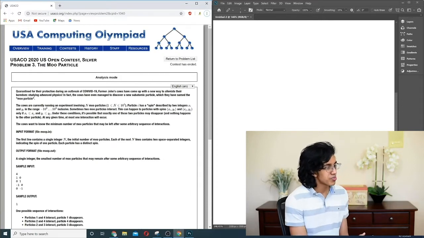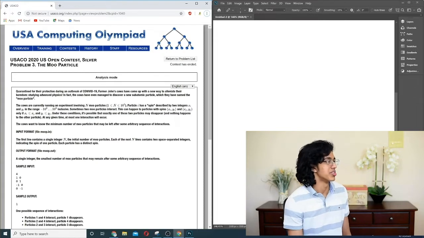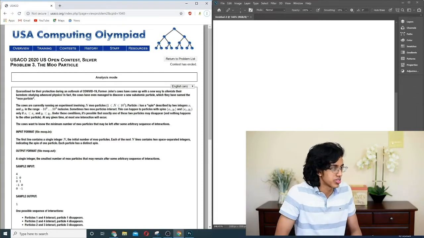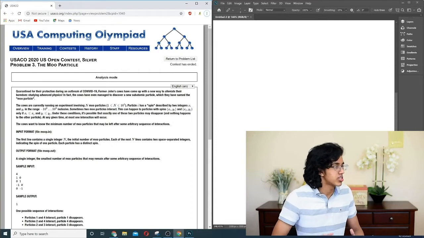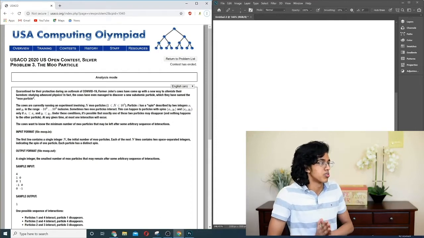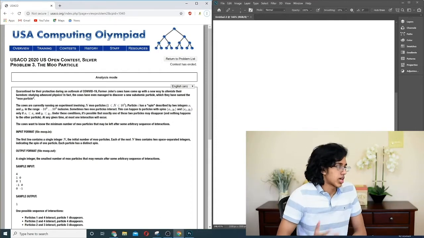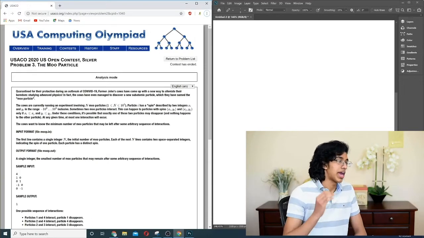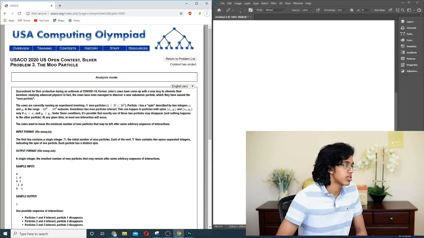Farmer John's cows have come up with a new way to alleviate their boredom studying advanced physics. In fact, the cows have even managed to discover a new subatomic particle, which they have named the mu particle. The cows are currently running an experiment involving N of these mu particles. N is less than 10^5. Particle i has a spin described by two integers x_i and y_i in the range negative 10^9 to 10^9 exclusive.